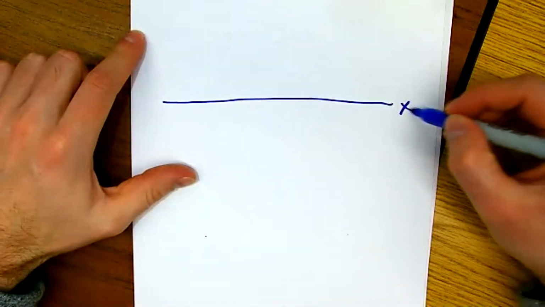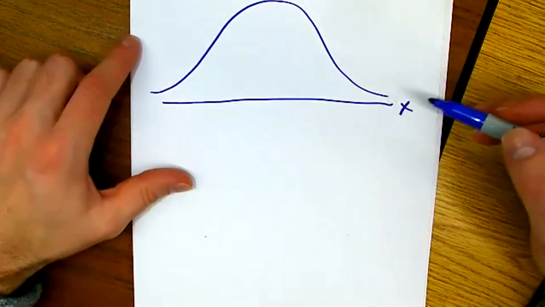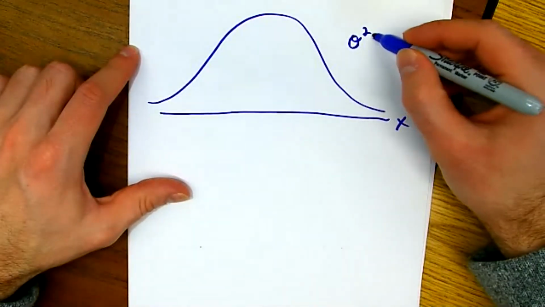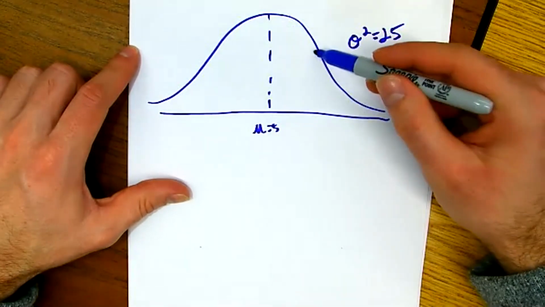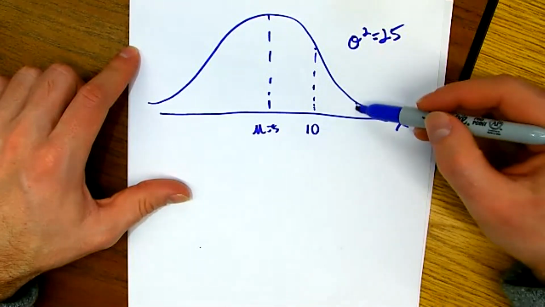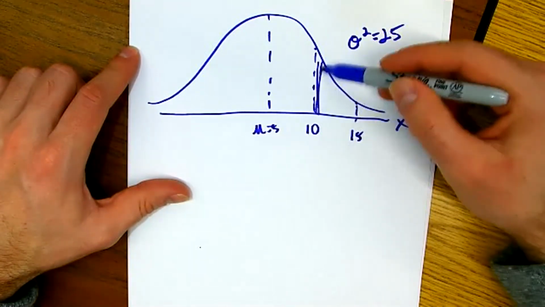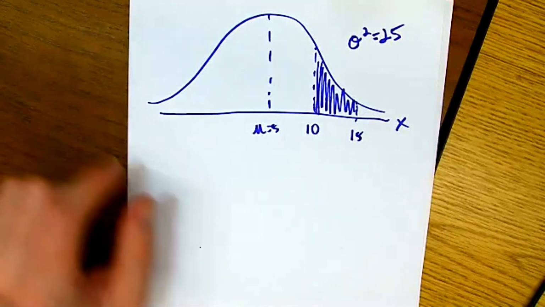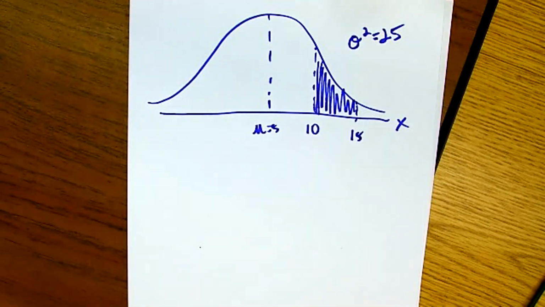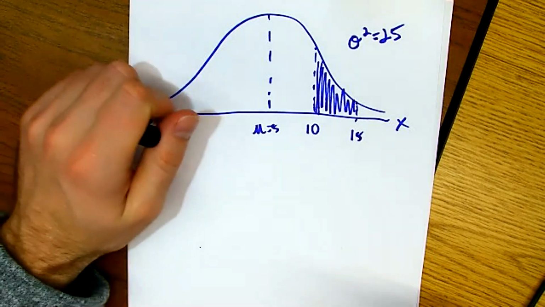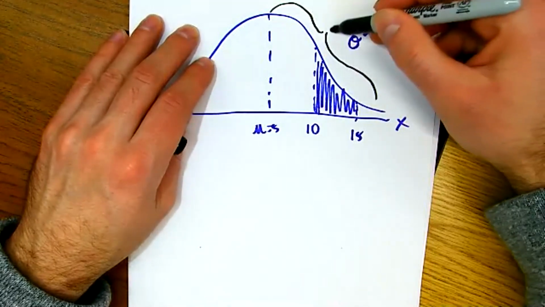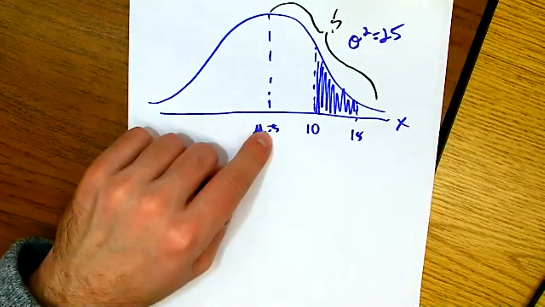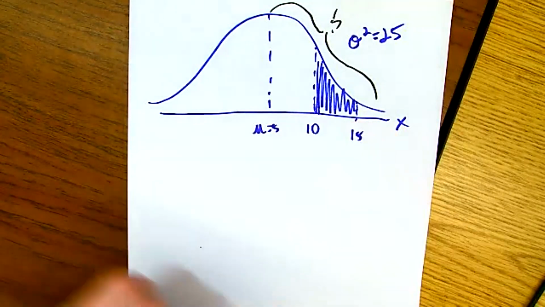So I'm looking at this variable x. It's normally distributed, has a variance of 25, a mean of 5, and I want to know what's the probability it's in between 10 and 15. Right away, what do I know this area has to be less than? 0.5, because the area to the right of the mean and to the left of the mean is 0.5, so I'm going to be finding something that's smaller than that.